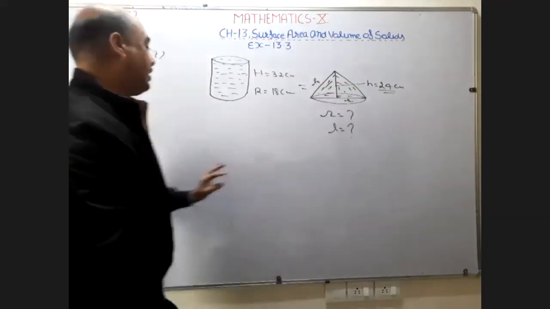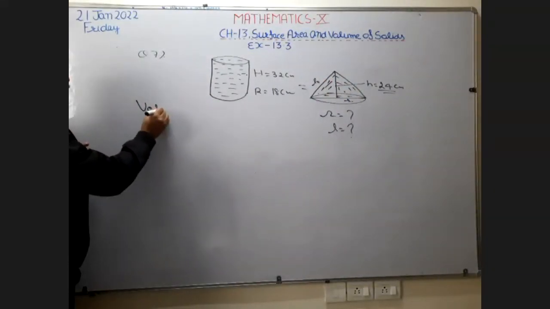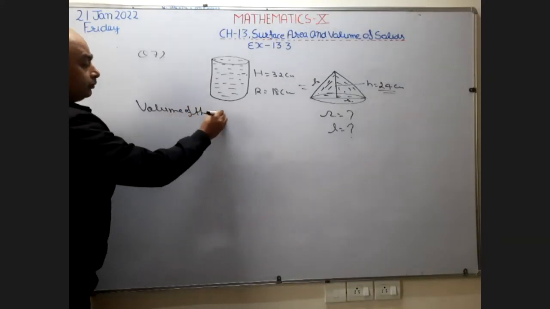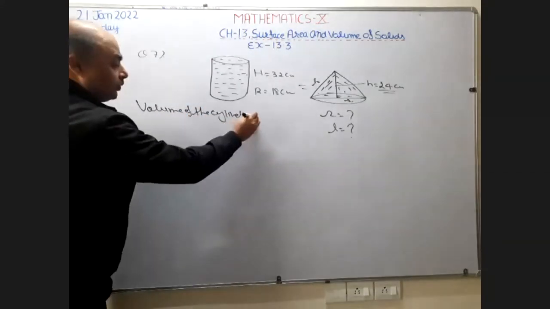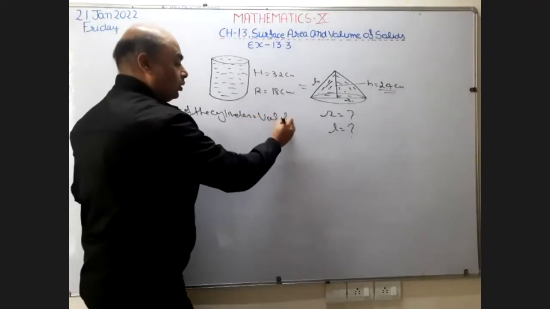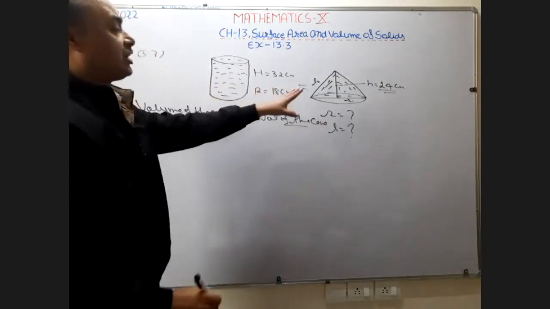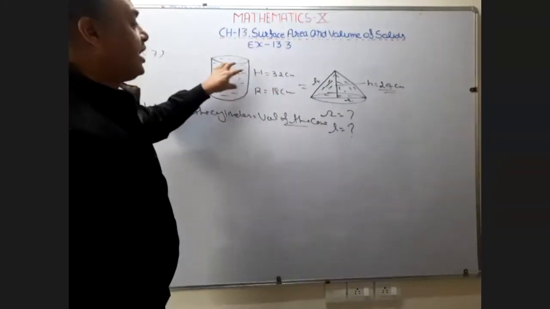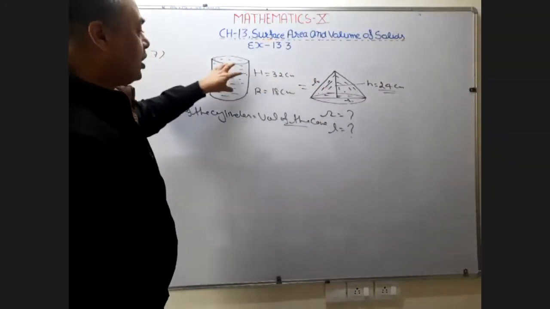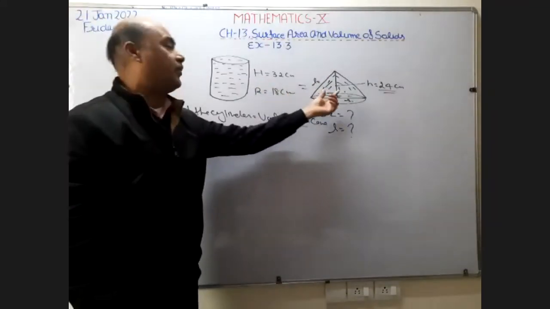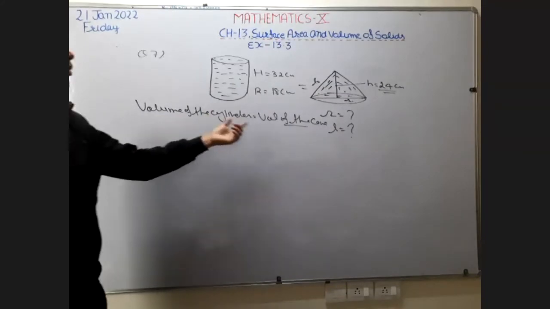So I write here: volume of the cylinder is equal to volume of the cone. Okay, because both sands are going to be equal to each other. The amount of sand is going to be equal. It means the volume of sand is going to remain the same. Here the shape is different, here the shape is different. So I use volume of cylinder equal to volume of cone.